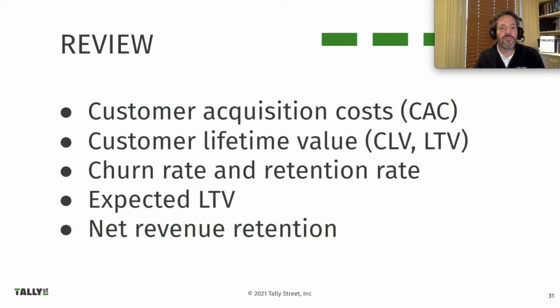So let's quickly review the key metrics, or the base metrics, for looking at retention type analysis. First we talked about customer acquisition cost, or CAC. Again, this is an average of how many resources are spent to acquire customers, typically by dividing sales and marketing expenses by the number of customers acquired during the period.